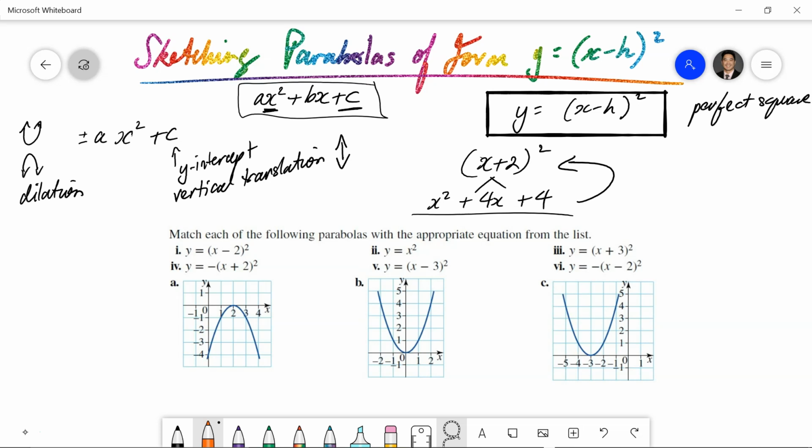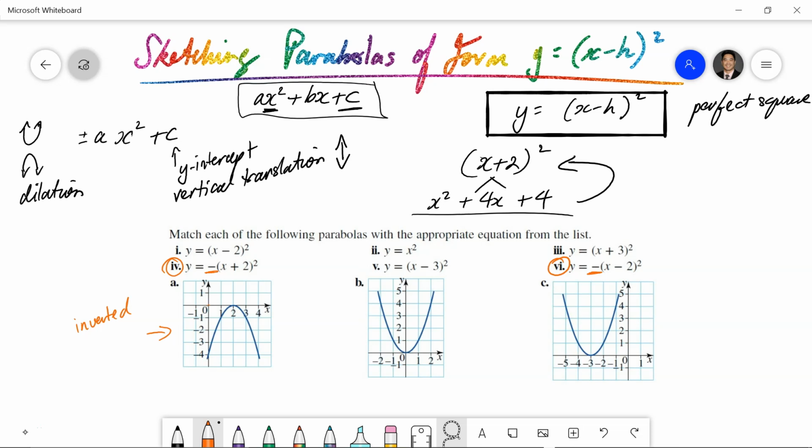Here we have a. We know that it is inverted, which means that it can only be either number 4 or number 6, because they're the only two equations that are negative. That's the first thing. If you're able to identify this, then you can use the process of deduction and eliminate options that just don't make sense.